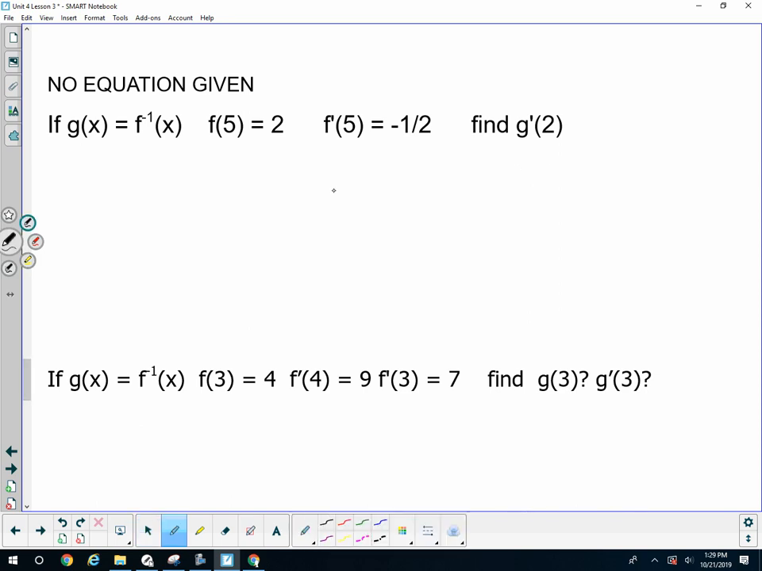Sometimes you just got to walk through it, right? I'm trying to find g prime of 2. This is where I start. Start with that. Okay, f, then, it'll be important to find the slope of f when it has a y-coordinate of 2. Well, f of 5 is 2, so f's got the point (5, 2). The slope of f at (5, 2) is -0.5. The slope of g at (2, 5) will be -2.